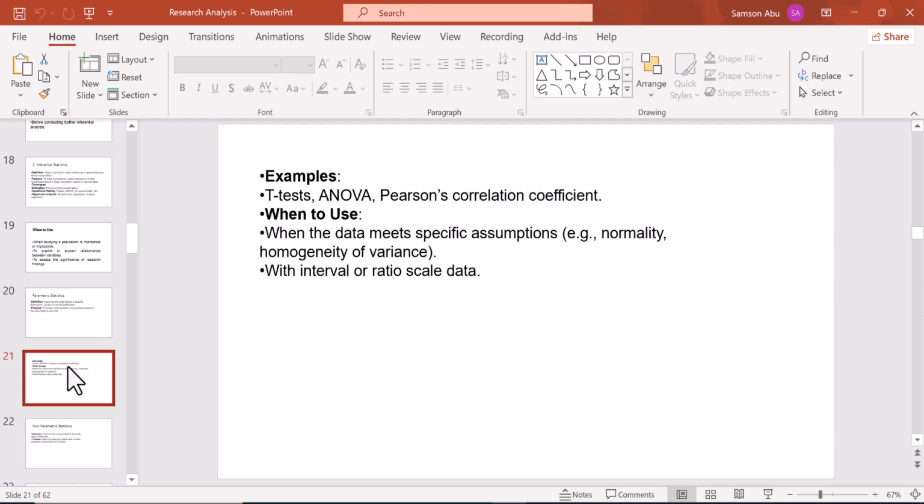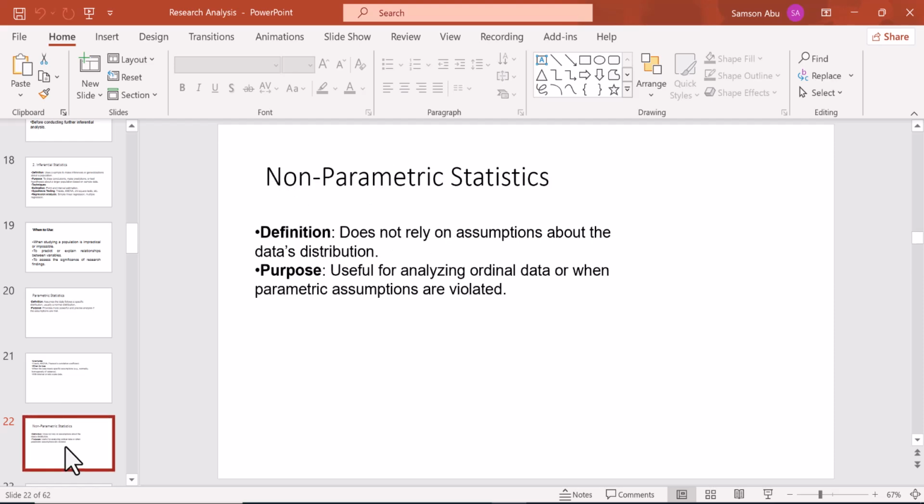So the data must meet specific assumptions, and what are the assumptions? Normality, homogeneity of variance, meaning there's no bias and not much variance among them, with interval or ratio scale data. Then non-parametric statistics basically does not rely on assumptions about data distribution. It doesn't rely on assumptions, but parametric relies on assumptions.